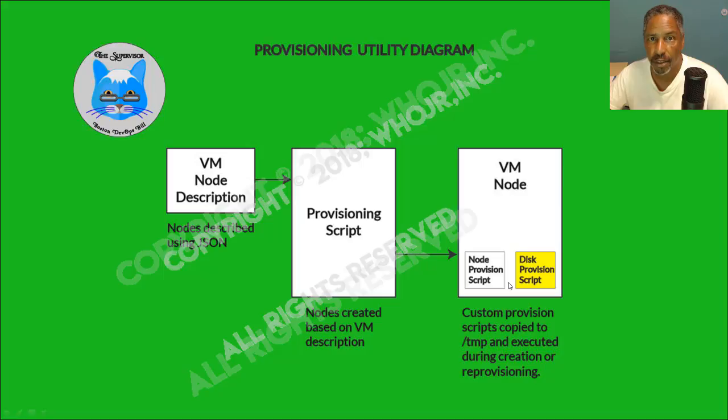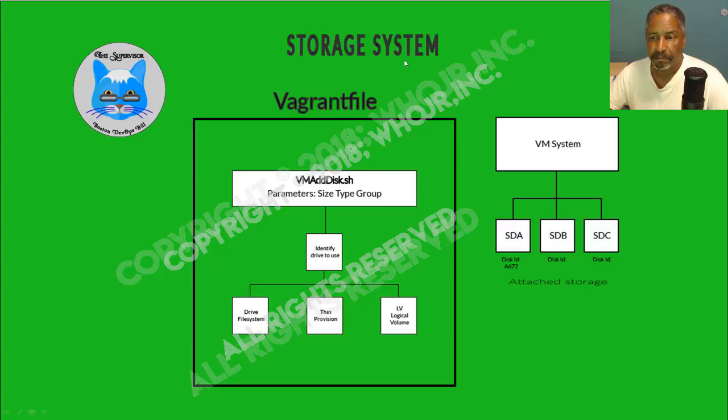And we call that script VM add disk. VM add disk is going to be called from our Vagrant file, and it's going to take three parameters. It's going to take the size of the drive we want to create, the type of the drive we want to create, and the group if necessary. So when the script runs, it's basically going to identify what drive we can use. And it's going to call out to our VM system, and interrogate the system to find out what disks we have attached.